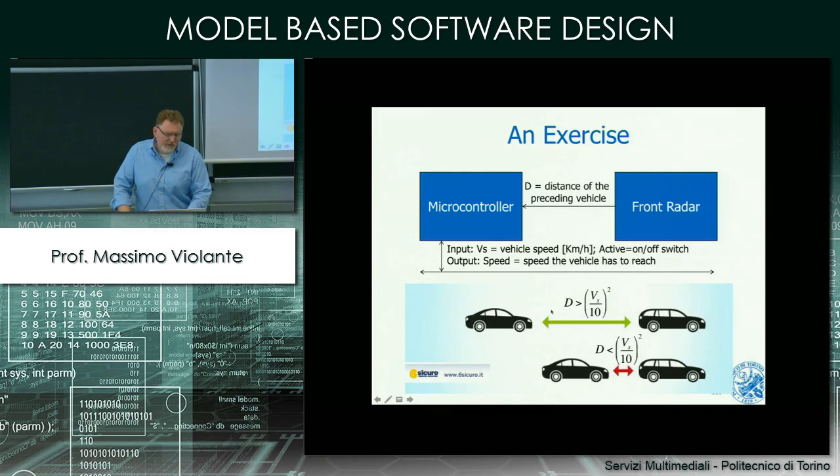The safe distance can be defined as this one. If the distance is greater than the speed of the vehicle divided by 10, to the power of 2, then the distance is safe. So you can stop the car without hitting the car in front of you. If not, it is not safe. So the exercise is, let's analyze this item using the concept phase of the ISO 26262. And let's see what happens. Okay? Any question? Any doubt? Okay, see you next week.